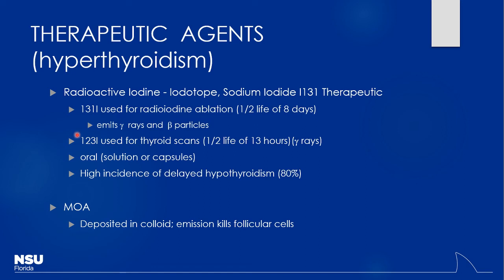And again, what do you think is the biggest complication of using radioactive iodine? As I mentioned, hypothyroidism in most patients. That makes sense because you're ablating a lot of those cells, so not great. But if you're using it for cancer, that's totally fine. And then you can just put patients on Synthroid afterwards to replace that.